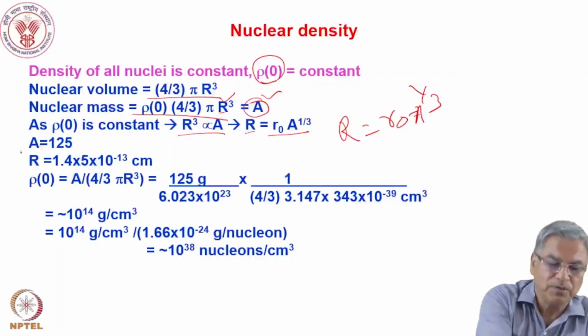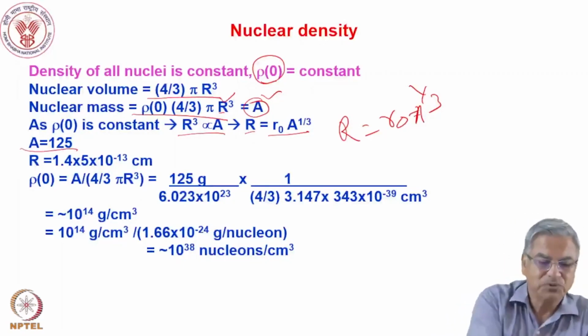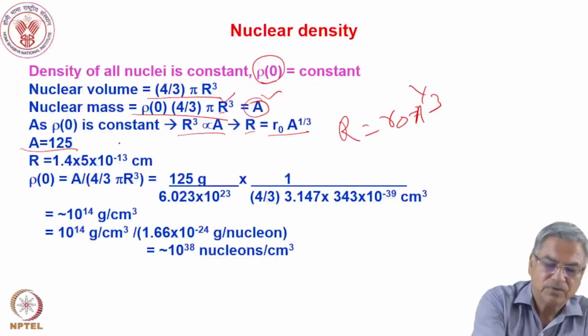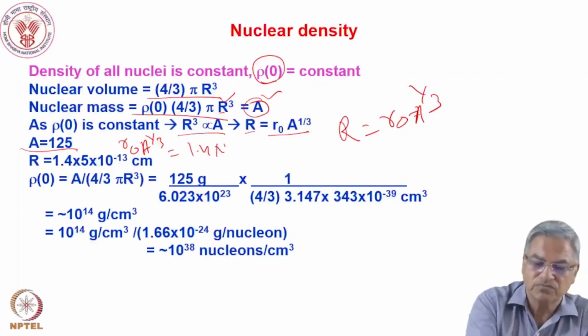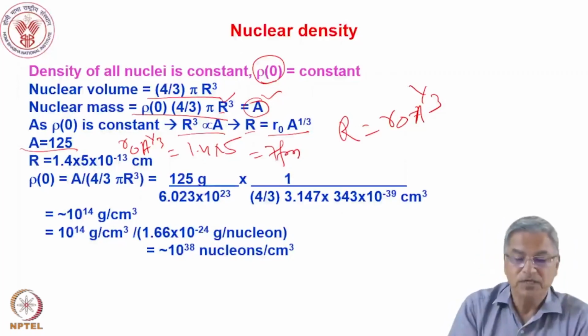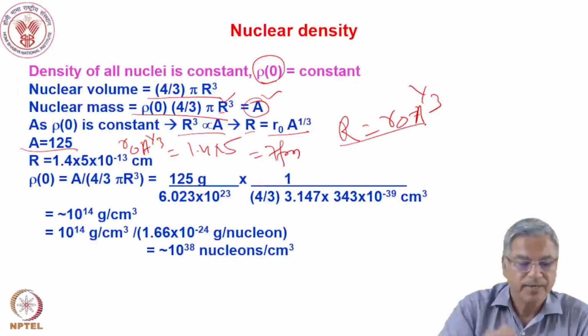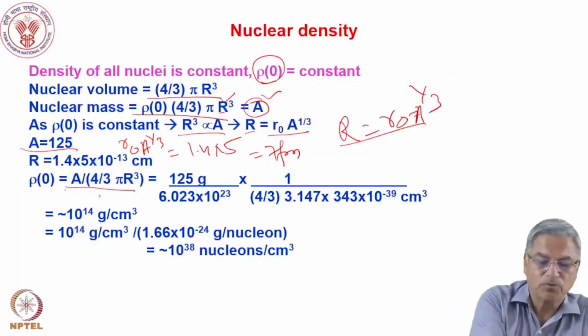For example, if a nucleus has mass number 125, then the radius will be R0 A to the power 1/3, that means 1.4 into 125 to the power 1/3, which is 5, so it is 7 Fermi. That is how you can calculate the radius of any nucleus using this formula. And also you can calculate the density from mass upon volume.